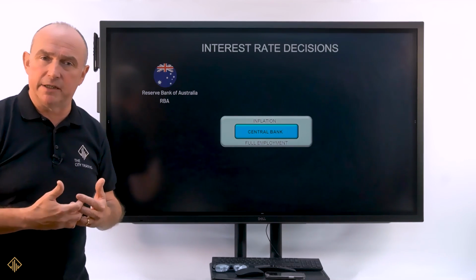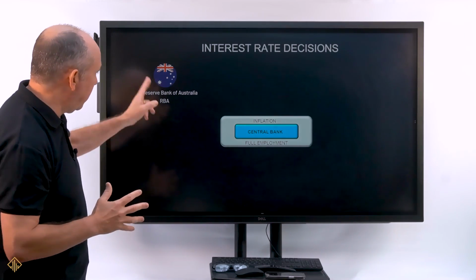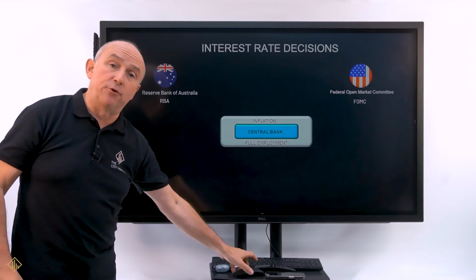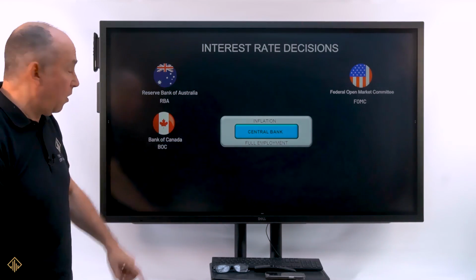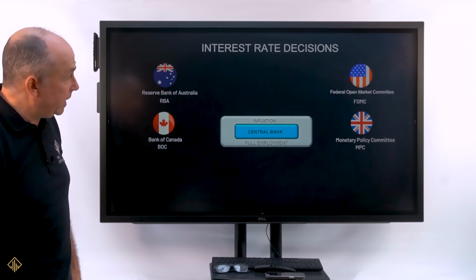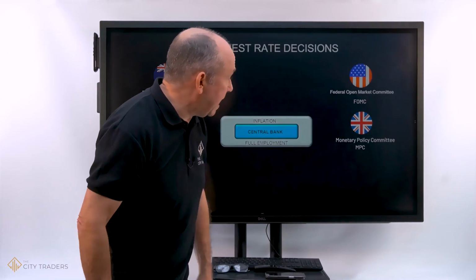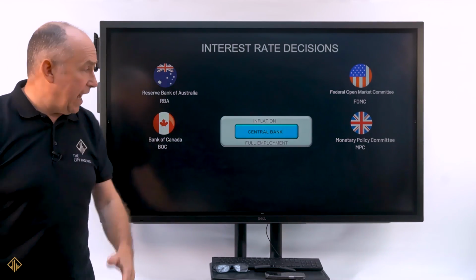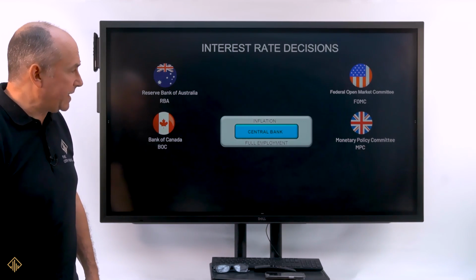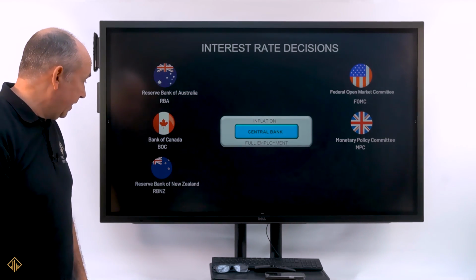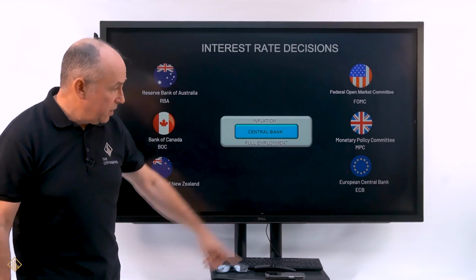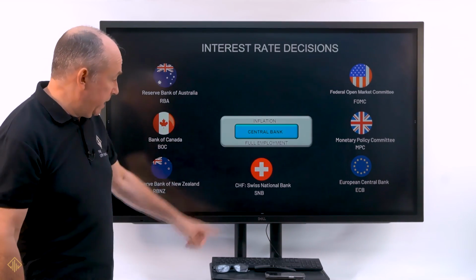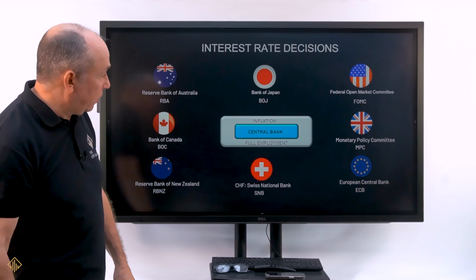We can obviously trade the minors as well, but the top 8 economies are represented by the RBA, the Reserve Bank of Australia, that's the Australian Central Bank. You've got the Bank of Canada, the BOC. You've got the Federal Open Market Committee, FOMC. You've got the MPC, the Monetary Policy Committee, that is the UK Central Bank, which basically works out of the Bank of England. Here you've got the Reserve Bank of New Zealand, the RBNZ. You've got the ECB, the European Central Bank, and you've got the Swiss National Bank and the Bank of Japan.